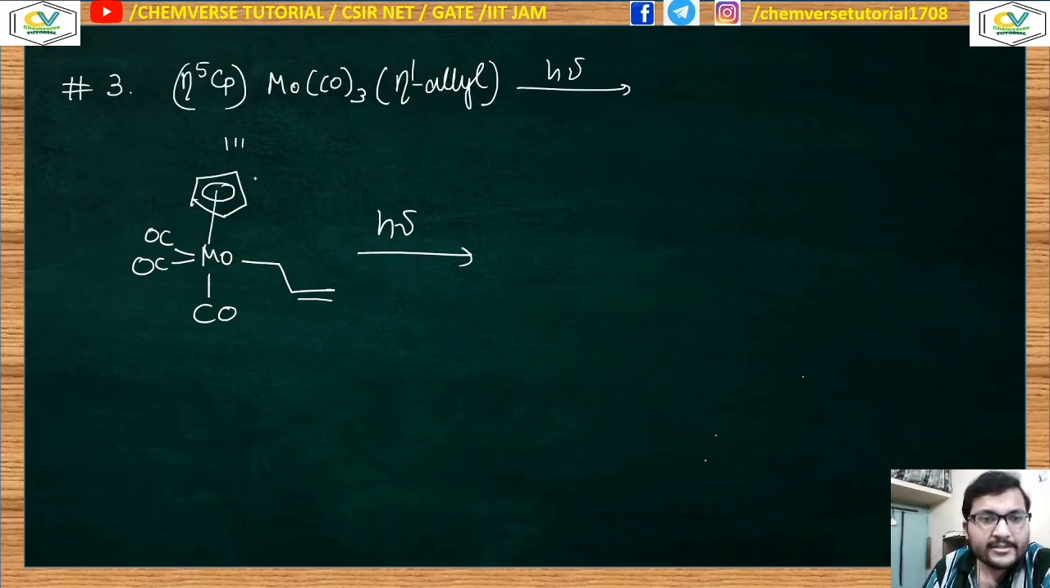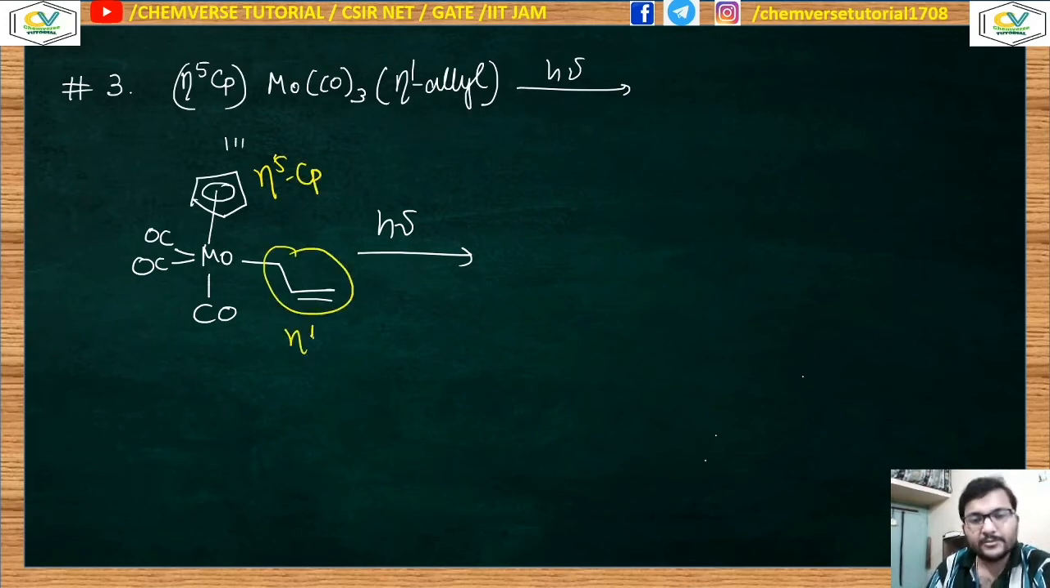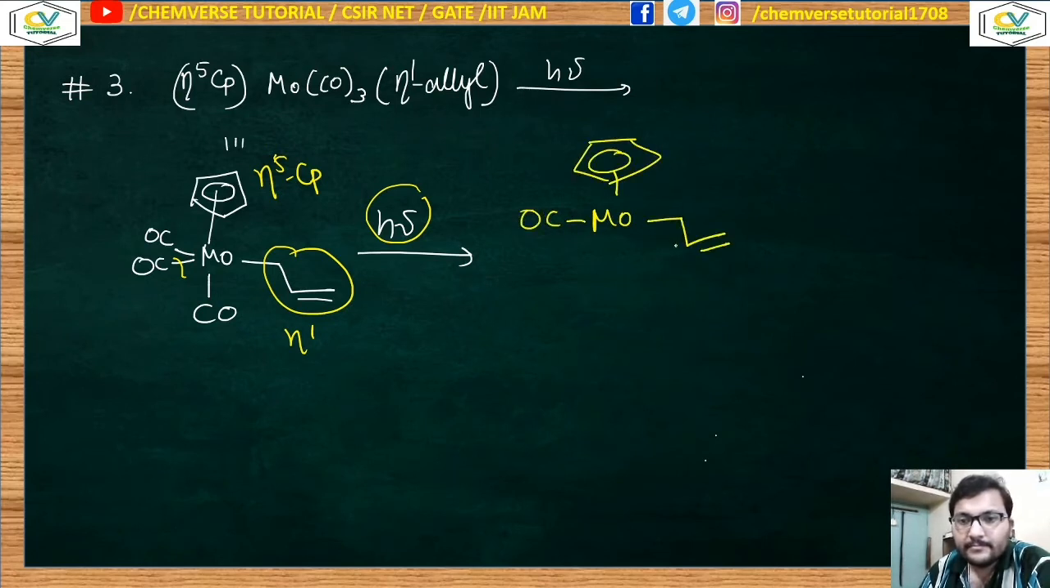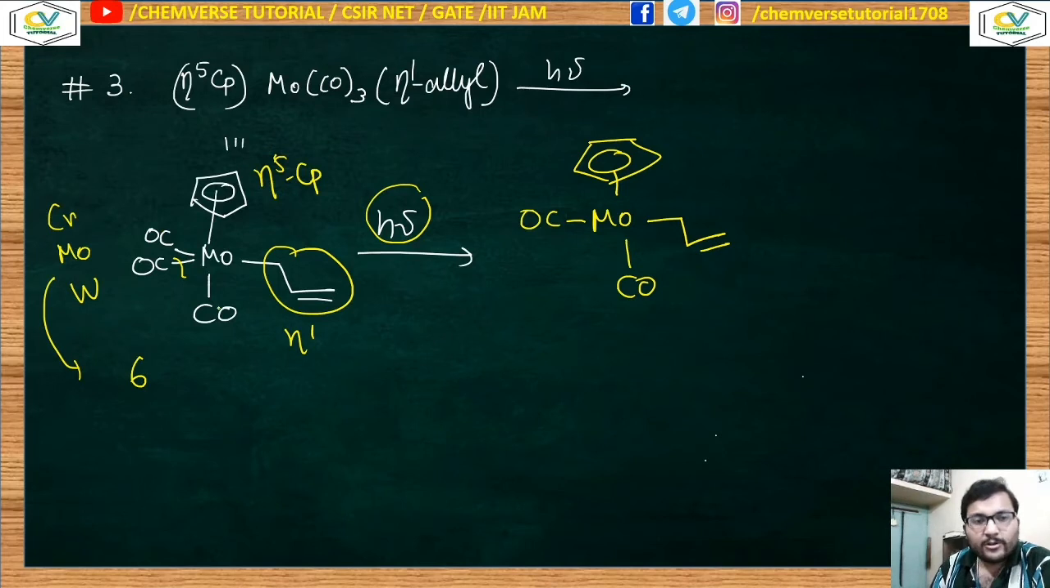Now what is the system? It is your hapto-5 cyclopentadienyl system, and it is your hapto-1 allylic system. H mu is given, that means the dissociation will occur. So after the dissociation it will produce something like this system. Now molybdenum is present in the chromium series: chromium, molybdenum, tungsten. So molybdenum has 6 valence electron. For 3 carbonyl, 3 into 2, 6 electron is contributed. For hapto-1 allylic ligand, 1 electron contribution is occurring, and for hapto-5, 5. So overall it is an 18 electron species.